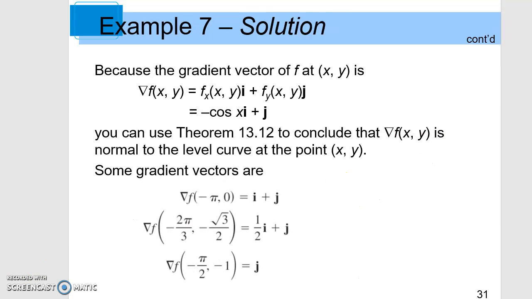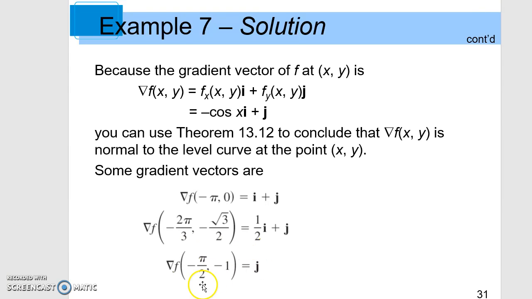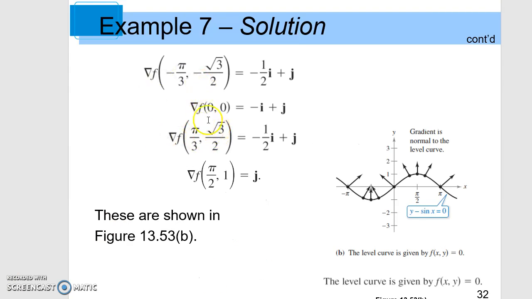There are a few calculations here that show what happens at other points. Here is (-pi, -1), for example. At this point here, it will be pointing upwards, just along j. So on and so forth. For example, at (0, 0), the normal vector will be pointing at (-1, 1).